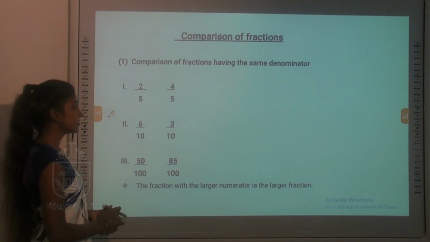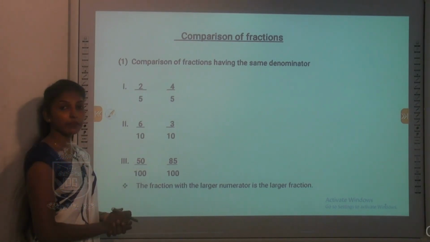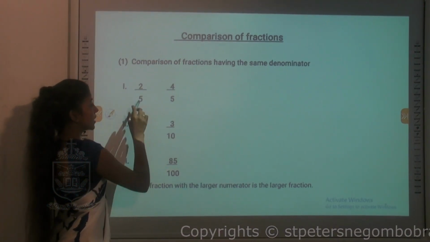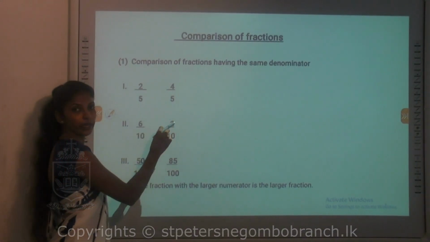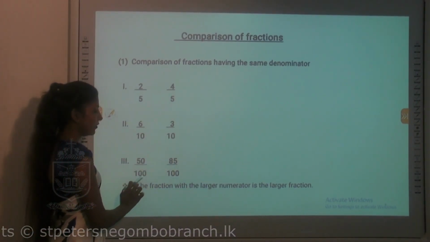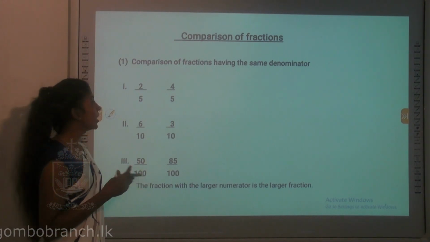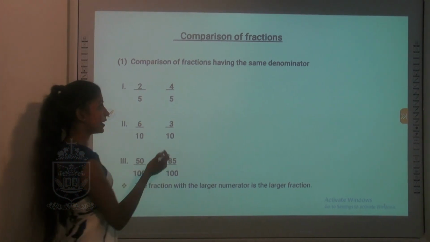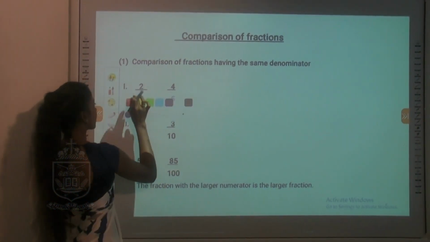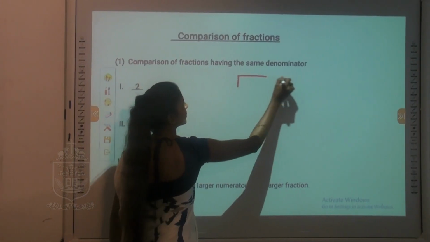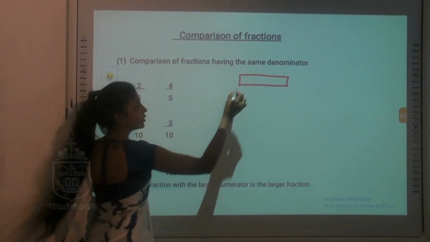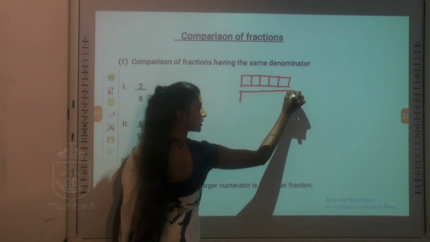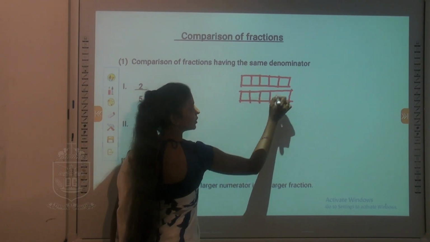Now you all can see in this type I have taken 3 examples. In the first example, you have the same denominator, 5, 5, 10, 10, 100, 100, but the numerator values are different. If I am to explain it diagrammatically, see this. Think that you have a rectangular portion like this, and I am going to divide it into 5 equal parts like this. Again I am going to take another rectangular portion like this and divide it into 5 equal parts.